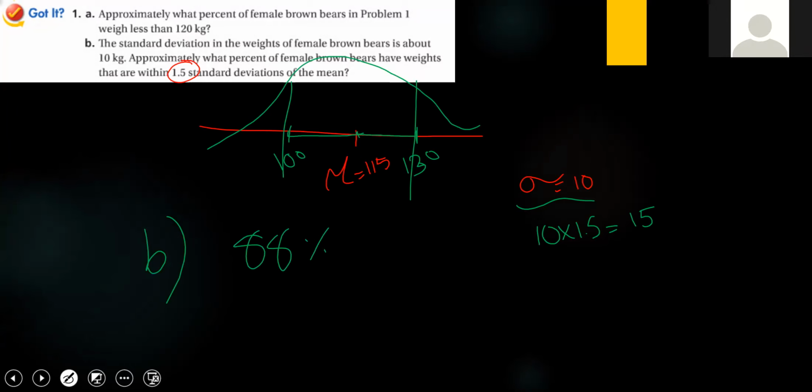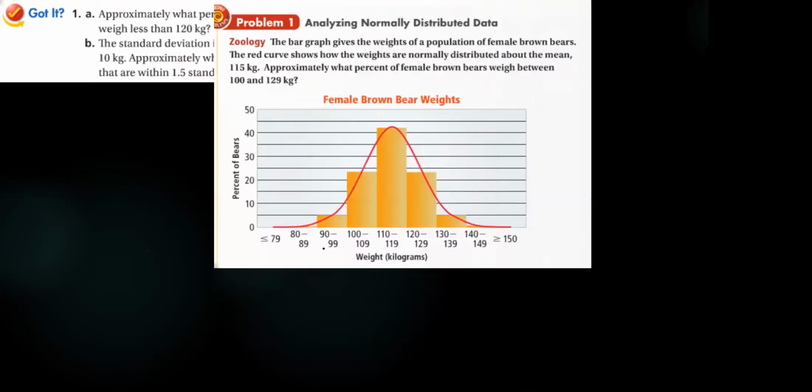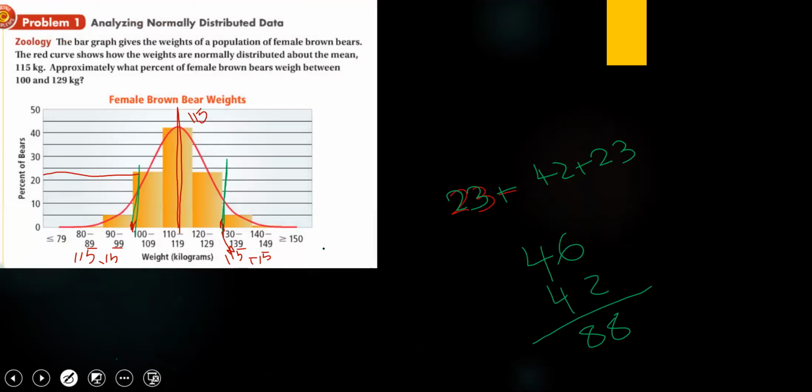Teacher, they said the standard deviation is 10 and the mean is 115. And then they ask approximately what percent of females, if we have 1.5 standard deviations, how will it be? You tell me 1.5 standard deviations, you mean 15, 15 to the left, 15 to the right. Where's 15 to the left? You look at your bell shape. 15 to the left is at 100. 15 to the right is at 130.